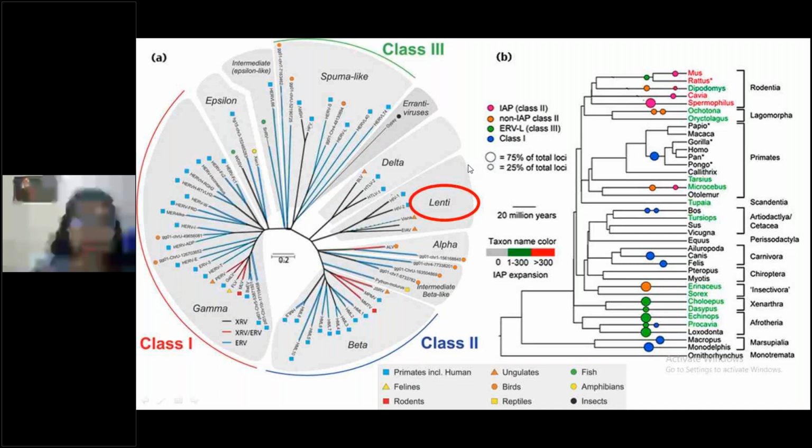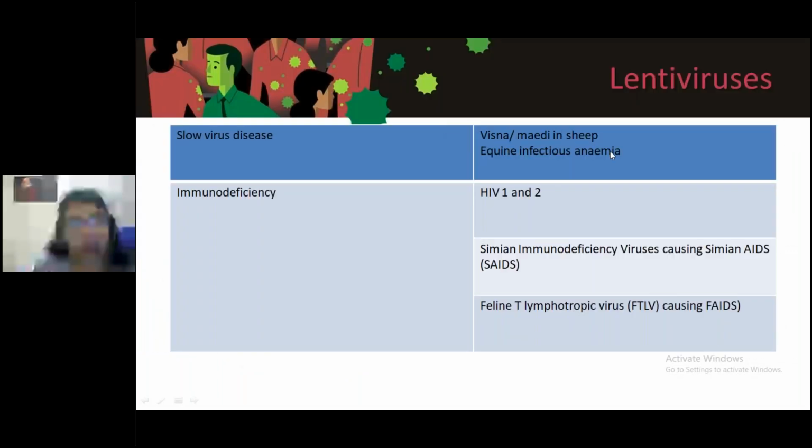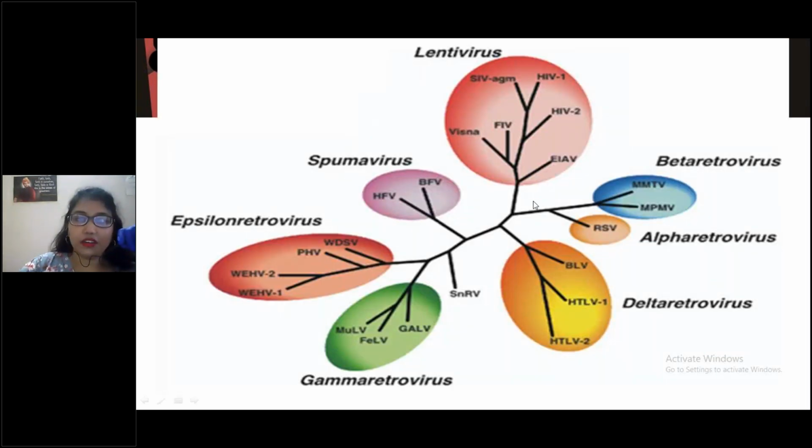So lentiviruses can cause slow virus disease. Slow viruses will also be taught to you. For example, Visna-Maedi in sheep and equine infectious anemia, and immunodeficiency-causing viruses like HIV-1, HIV-2, and simian immunodeficiency virus causing simian AIDS, and feline T-lymphotropic virus causing FAIDS. So these are the lentiviruses.